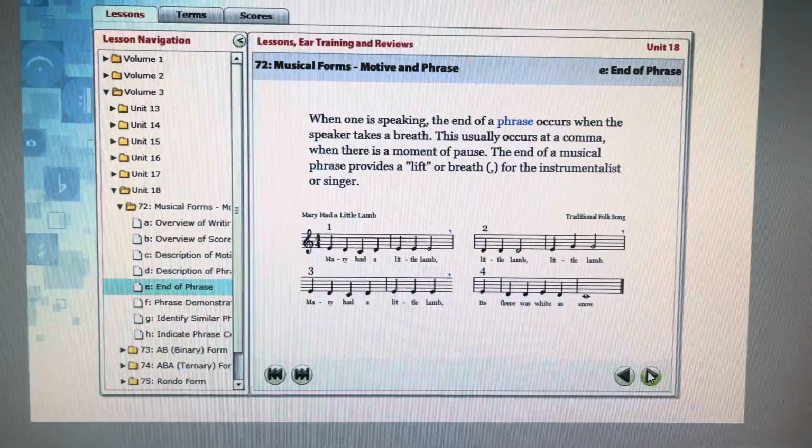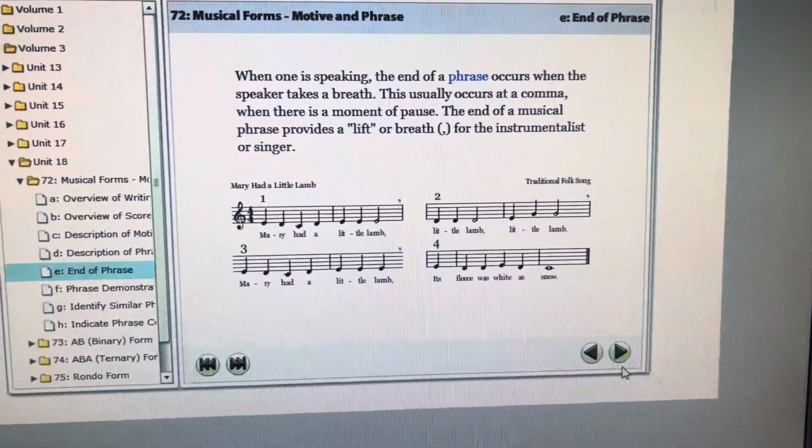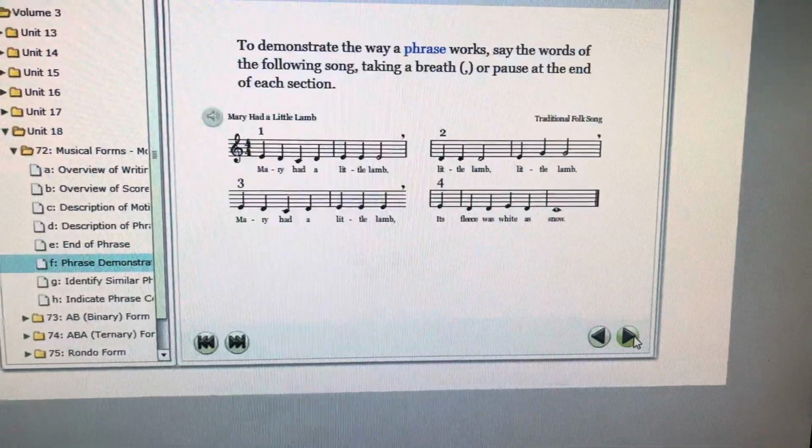Oh, she's not going to sing it. There's somewhere in here she sings it for us, and it's interesting. Okay.